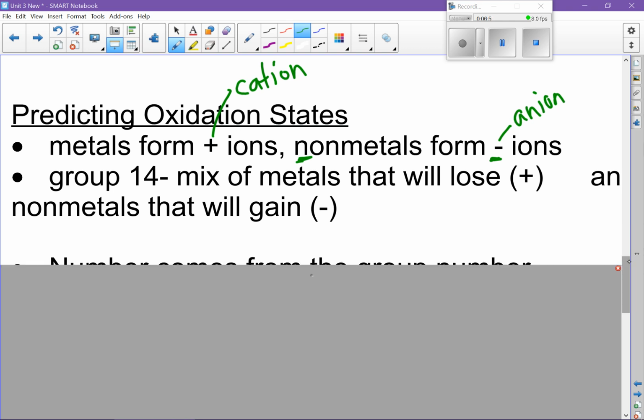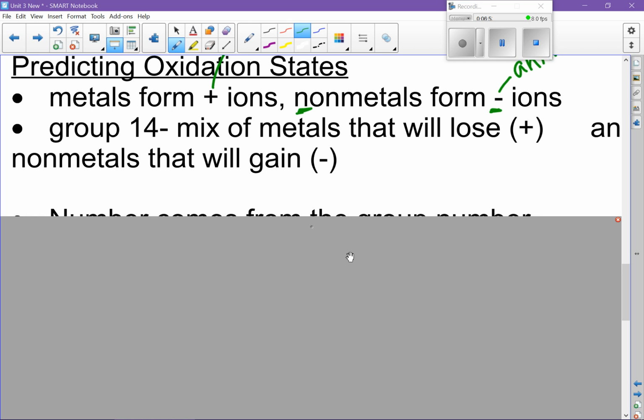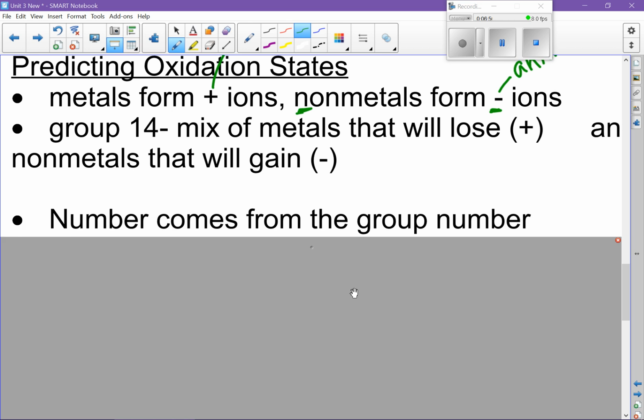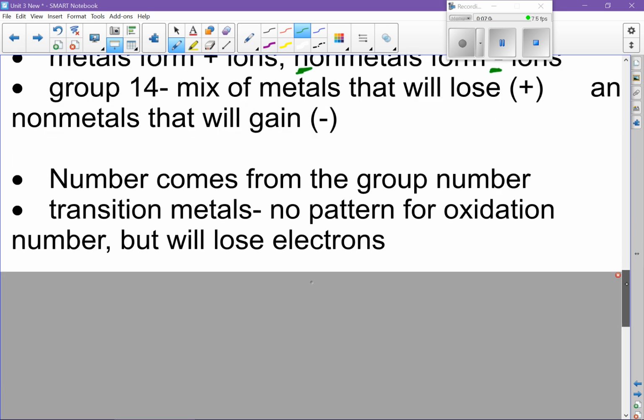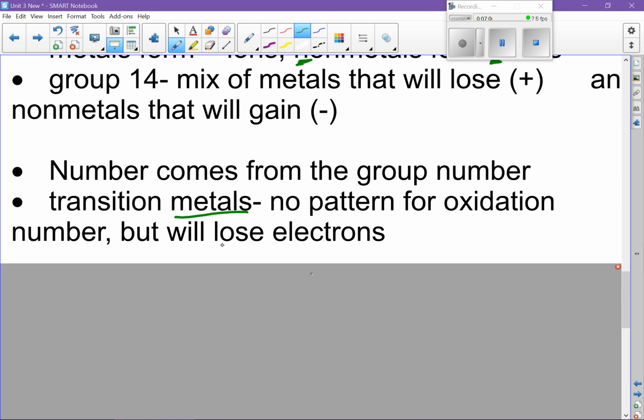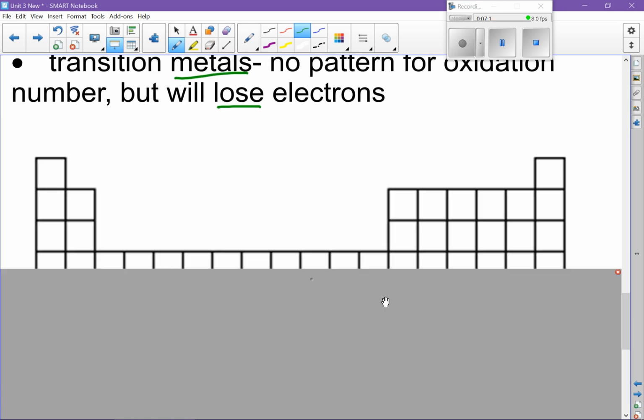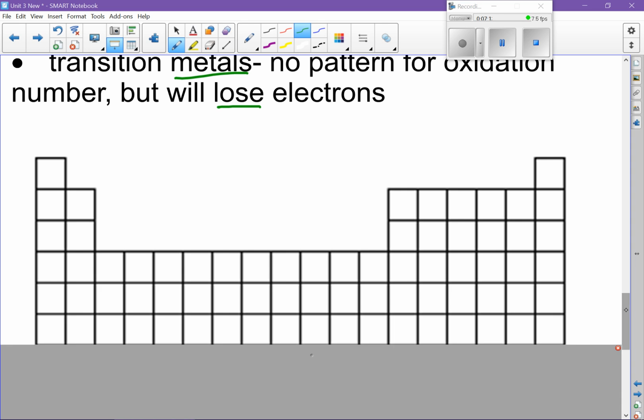That gives you the charge, the positive or the negative, and then the number comes from the group number. Just like we skipped the transition metals, there's no pattern for valence electrons and there's also no pattern for oxidation number. Because they're metals, they're still going to lose, but there's not a perfect pattern for the number. So here's the pattern you need to get in your head.